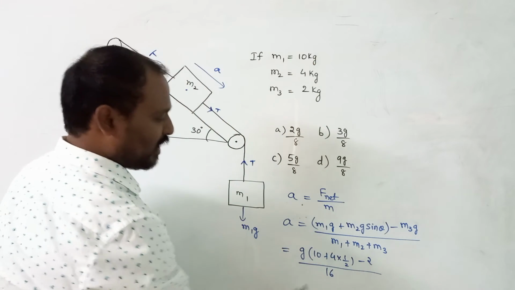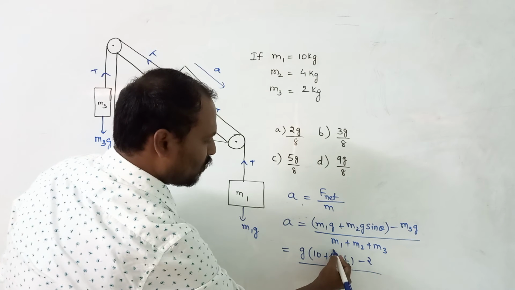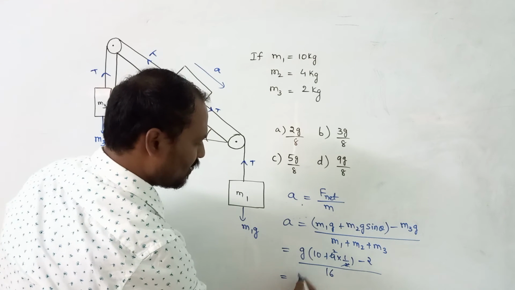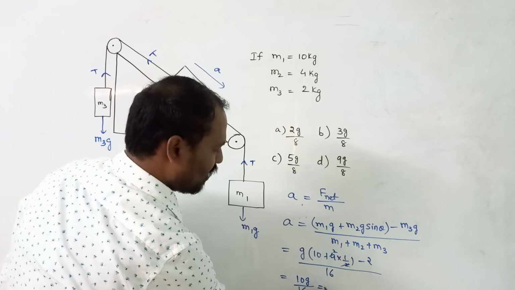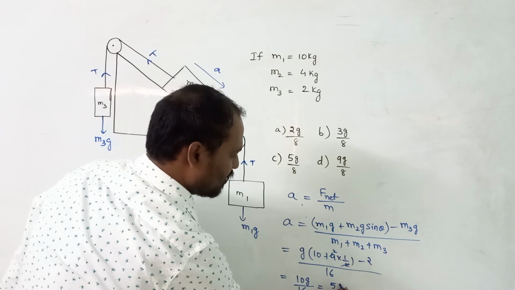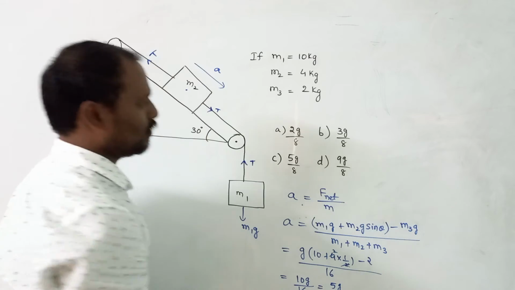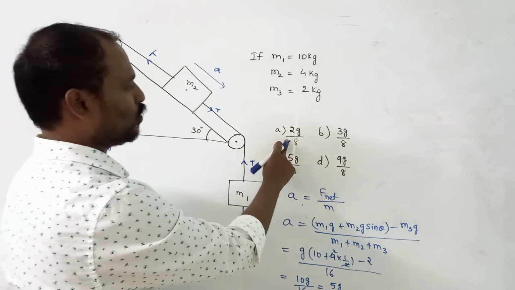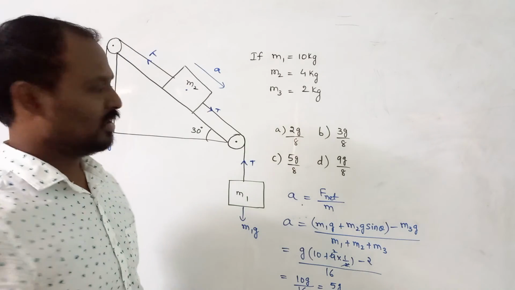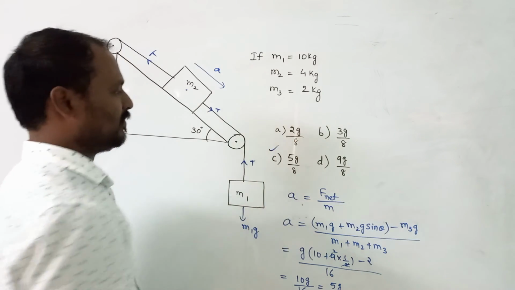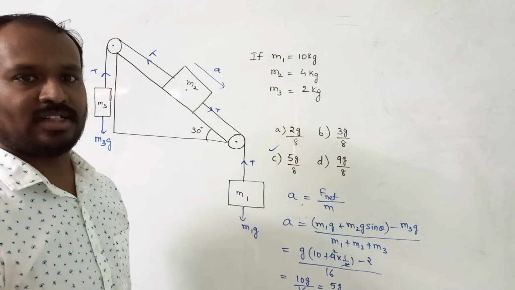By simplifying this equation, the 2 ones and 2 twos, so what will you get? 10G by 16. So here you will get 5G by 8. The options given are 2G by 8, 3G by 8, 5G by 8, 9G by 8. So the correct answer is 5G by 8.